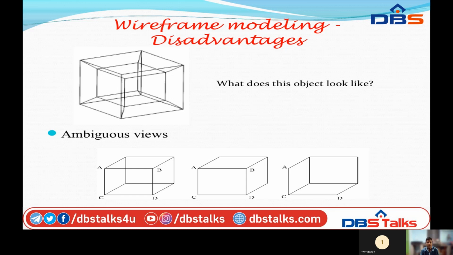Next, another wireframe modeling disadvantage: what does this object look like? Students, please look into this picture. The first figure shows the top view of the block. Next, the front view of the block, and the third one is the side view of the block. These are the ambiguous views of a cube or block.